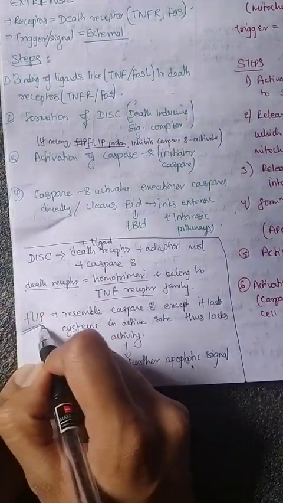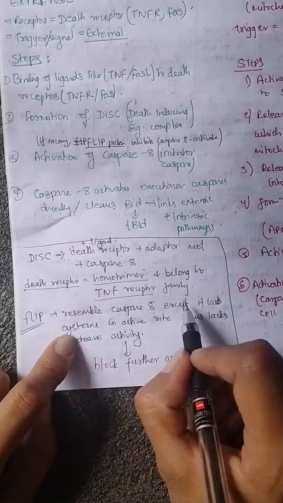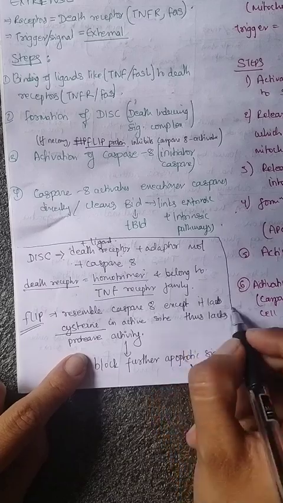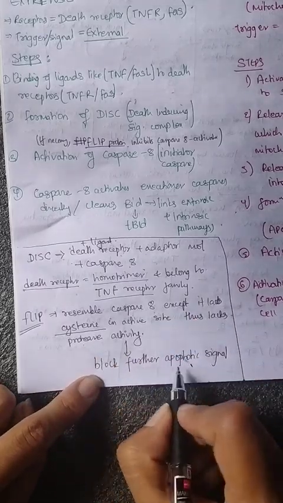And this FLIP protein resembles caspase-8, but it lacks cysteine in its active site. Therefore, it cannot perform protease activity and thus blocks the apoptotic signal.